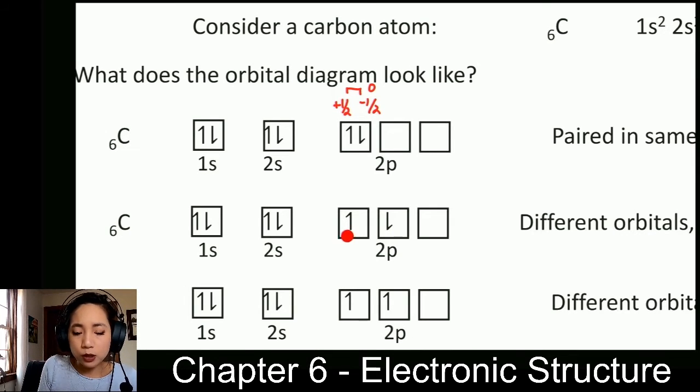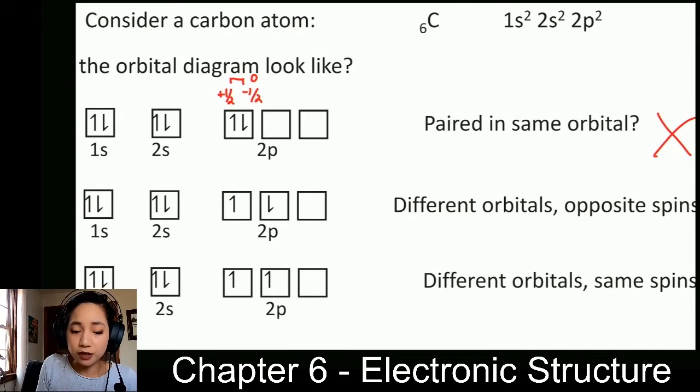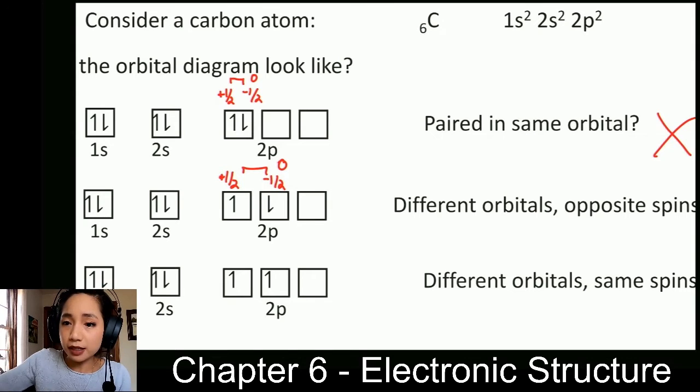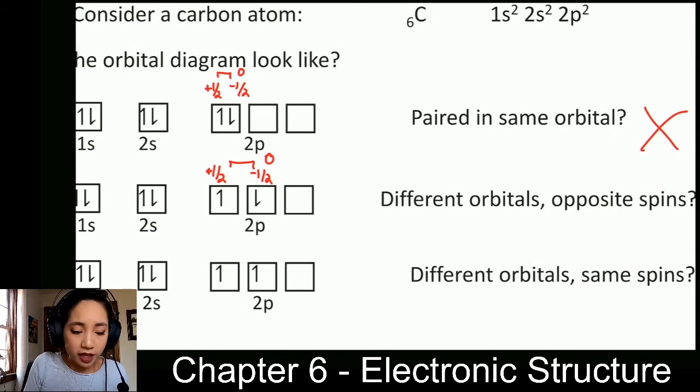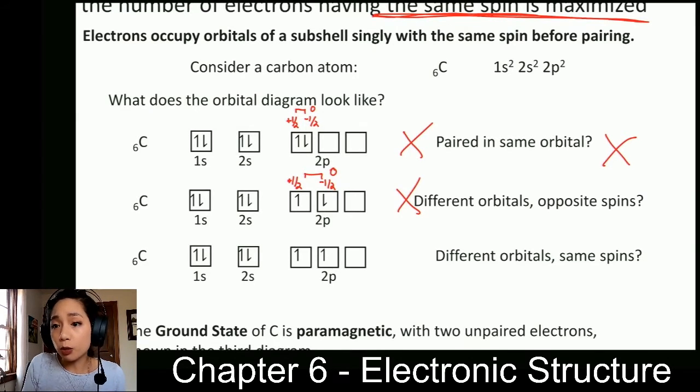If we place one electron spin up and then put the next electron spin down, they're not paired, but they have different spins. They're in different orbitals, but they have opposite spins. So one has a positive 1/2, the other is negative 1/2. Again, that has a total spin of 0. We want to maximize the spin, not minimize it. So this is also not how we pair up our electrons in orbital diagrams.